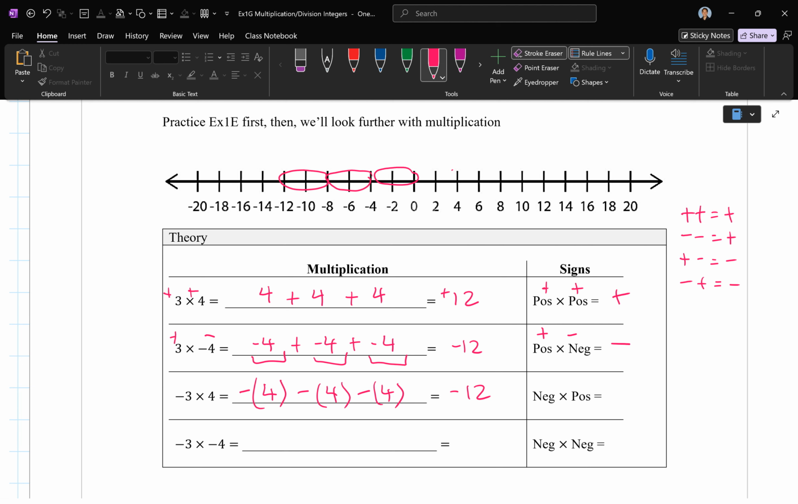So you still have that 4. It's still a positive 4 like we had before. Okay, this one's a negative 4. This one's a group of negative 4. That's a group of negative 4. That's a group of negative 4.